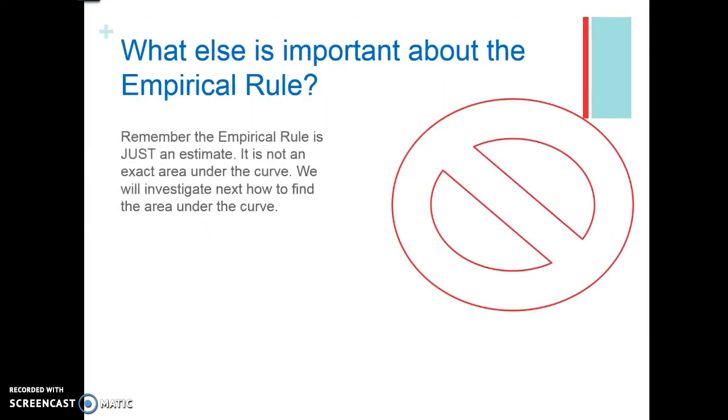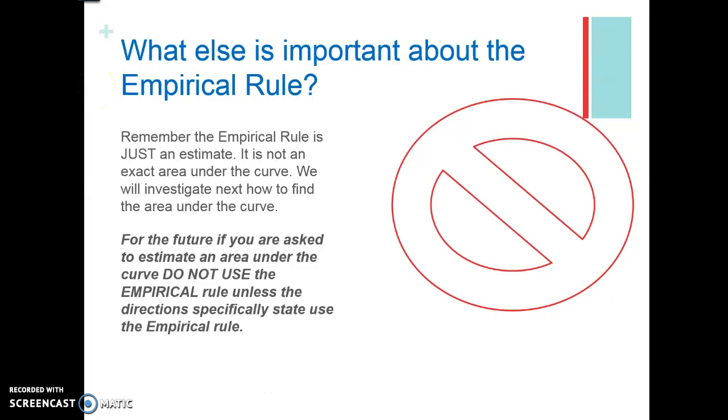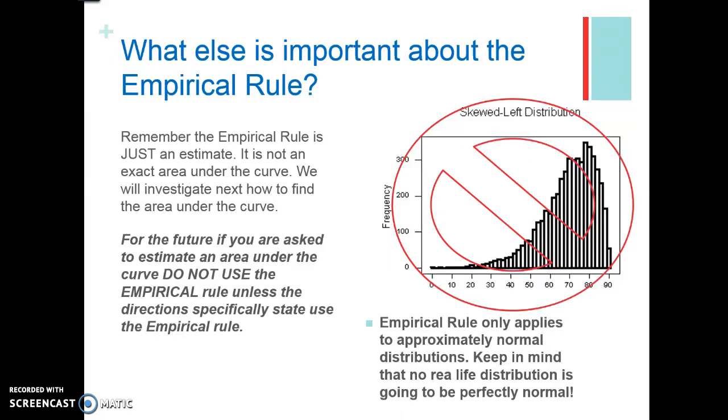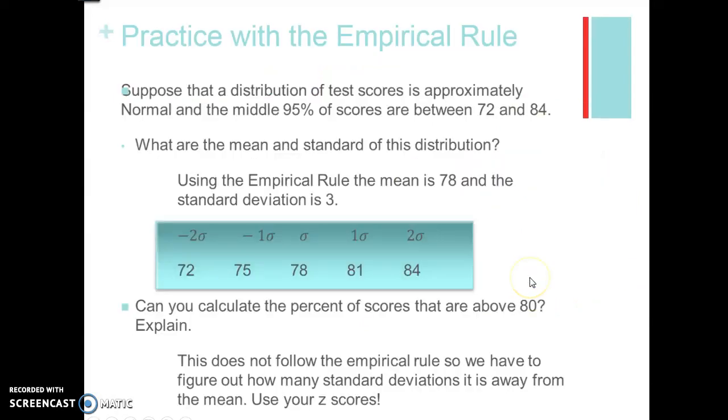So what else is important about the empirical rule? Remember that it's just an estimate. It's not the exact area under the curve, which is why in the future, you will never use the empirical rule unless it specifically states to use the empirical rule, which is exactly what that just said. So the empirical rule only applies to approximately normal distributions. Keep in mind that in real life, no distributions are going to be perfectly normal, which is why we always say approximately normal. And it does not apply to left-skewed or right-skewed distributions because they're not approximately normal, so that means that not 68% of the data is within 1 standard deviation, 95% within 2, and 99.7% within 3.